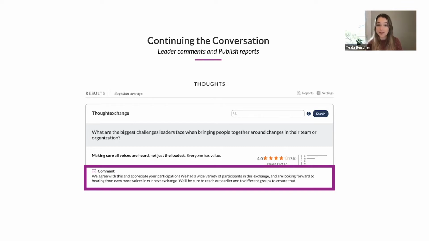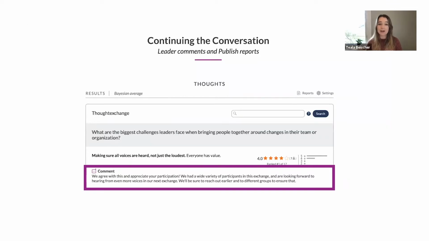Here are a few tips for you to consider when you're thinking about writing your leader comments. First, don't pick and choose which thoughts to comment on. Make a decision to comment on the top X amount of thoughts. So maybe the top 5, the top 10, the top 20, or if you're doing theme comments, which are an opportunity to write a leader comment on a theme set, write them on each theme. That way it doesn't feel like you're picking and choosing or favoritizing anything.